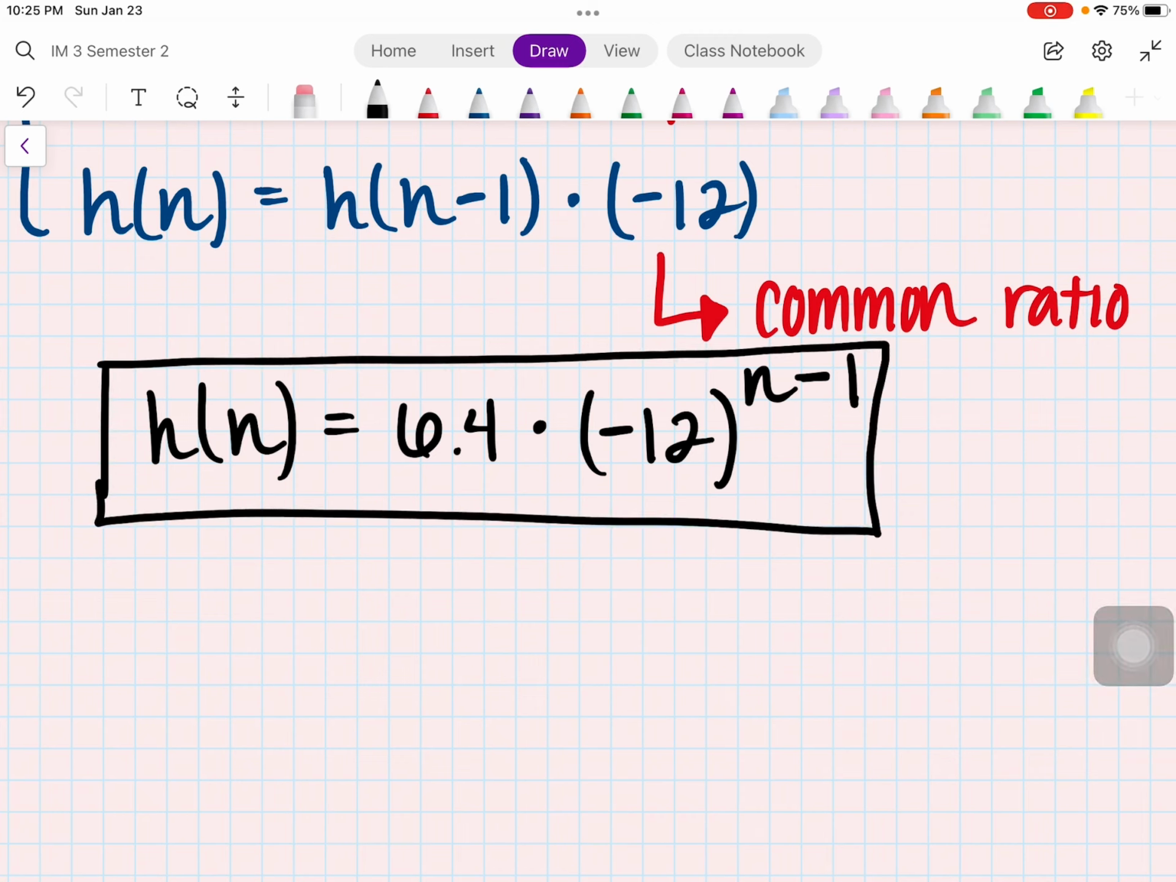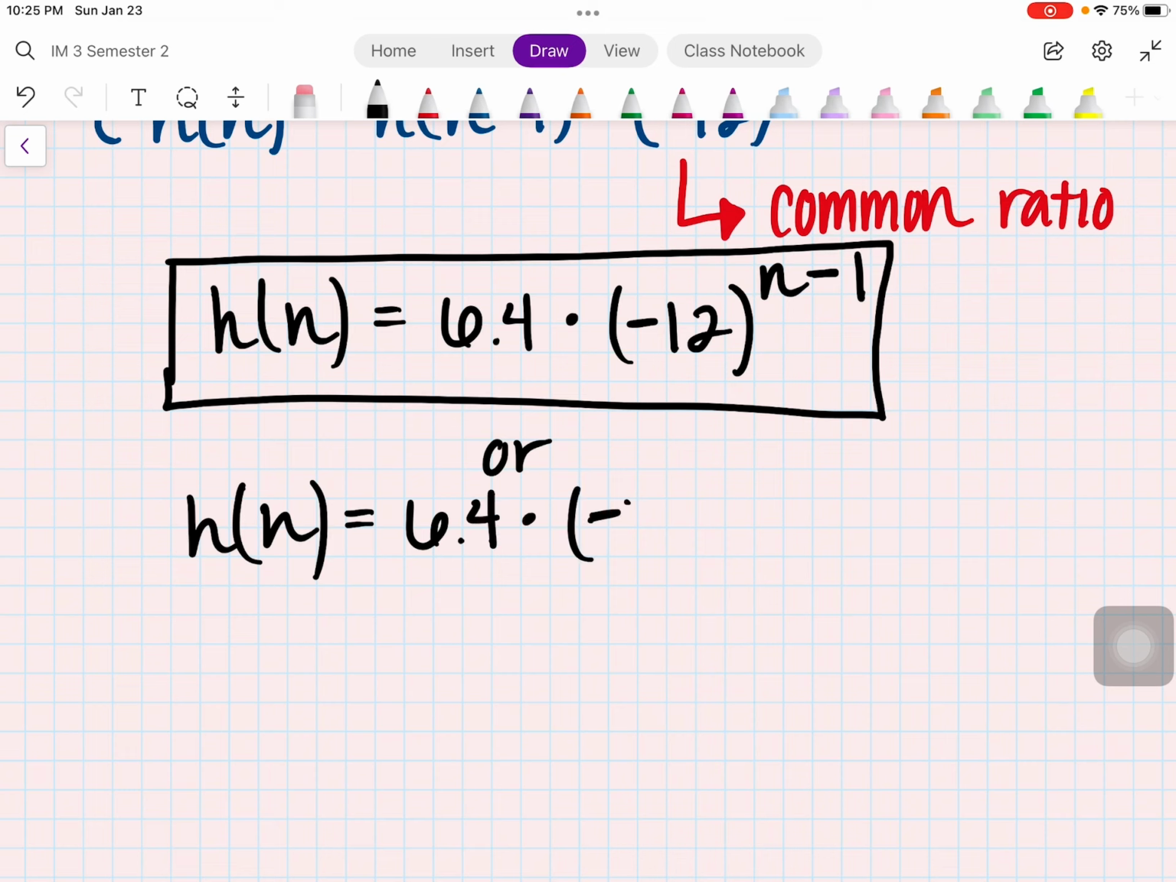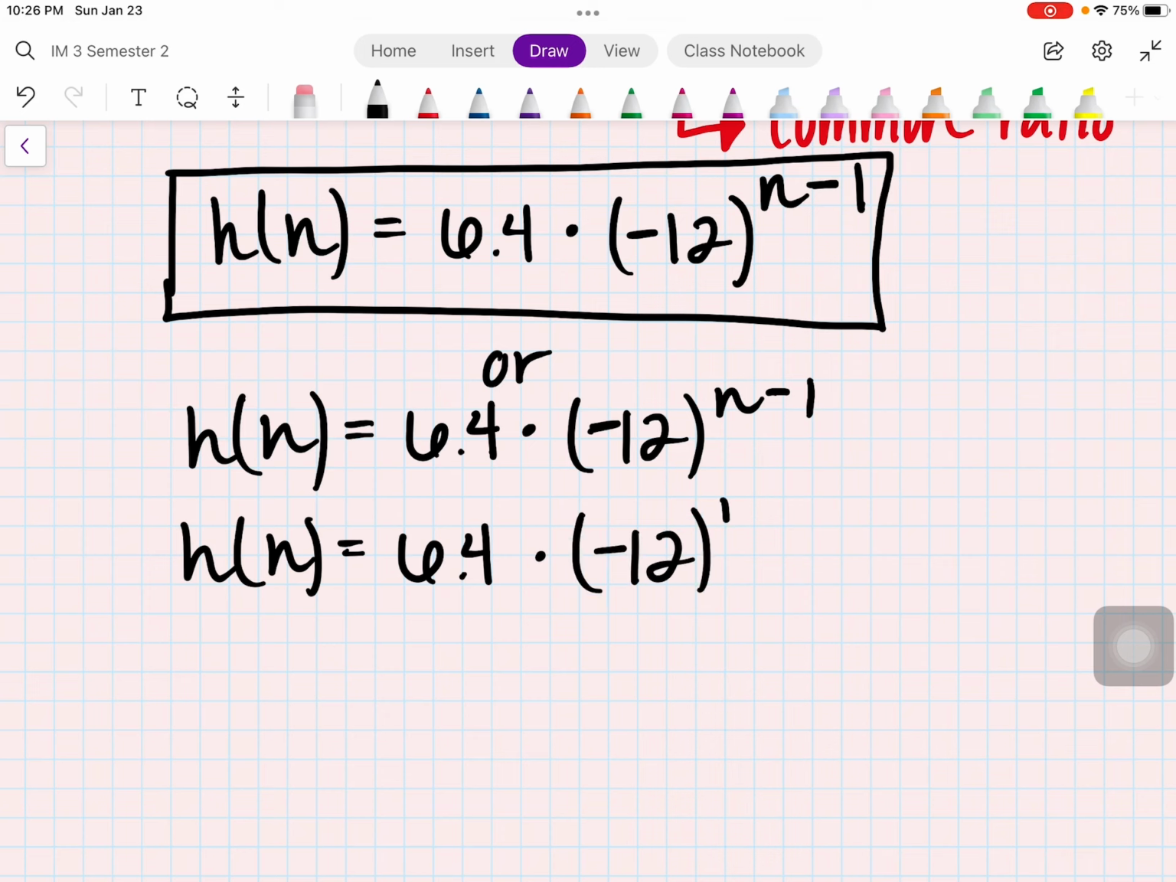Now, once again, there are two ways to express this. This is one way. Another way we could express this is to distribute the exponent here. Since we have a base of negative 12, we could distribute that to write it in a different form. So, for example, the 6.4 here doesn't change. So h of n equals 6.4 times negative 12 to the n times negative 12 to the negative 1 power.